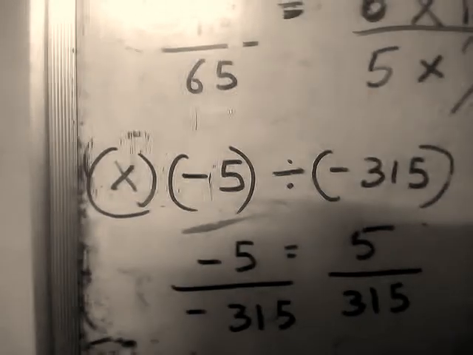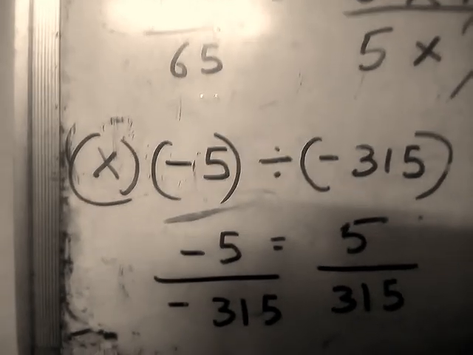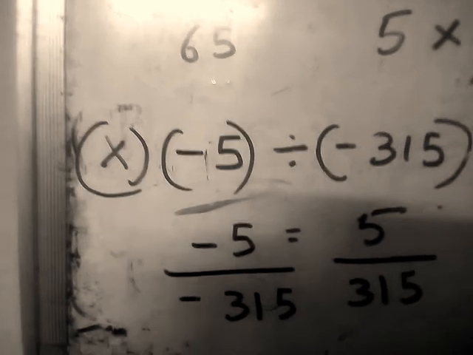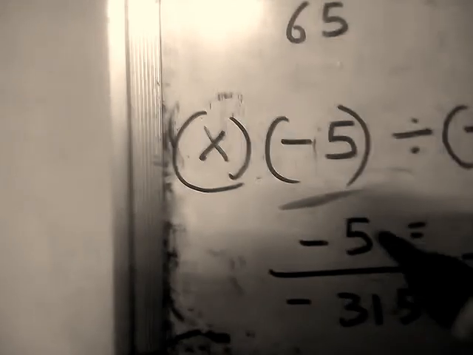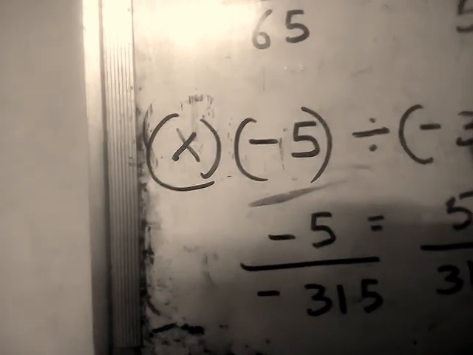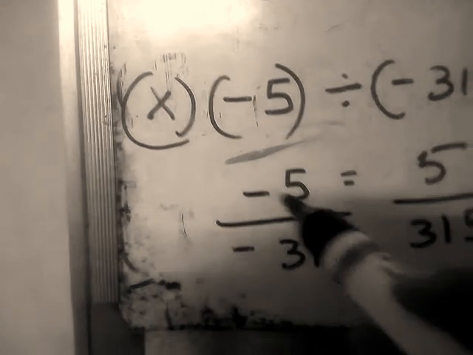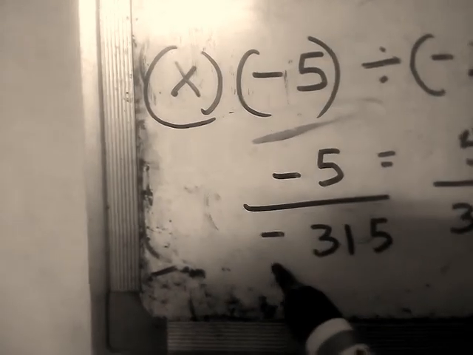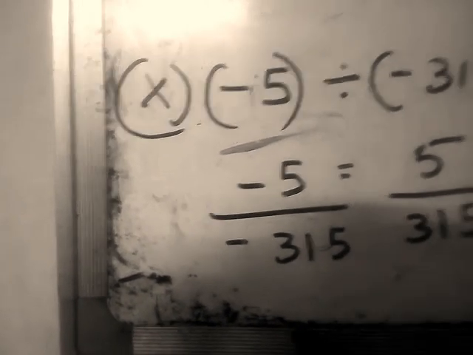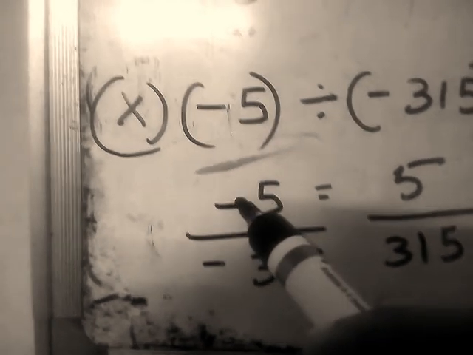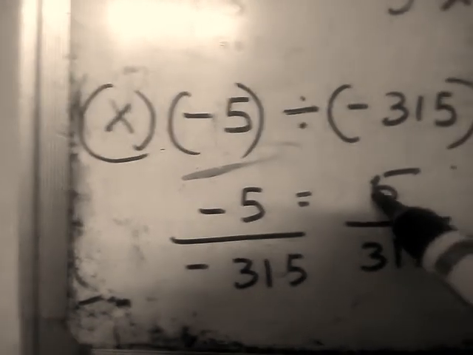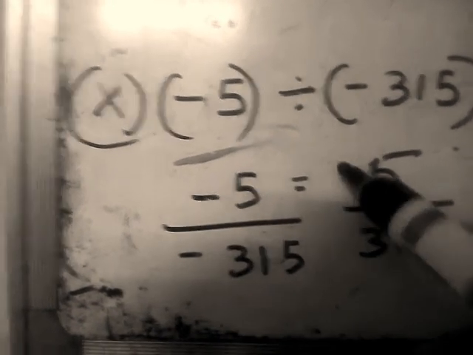Now the last sum we will do is the 10th one. Minus 5 divided by minus 315. You have to write in ratio form first. Minus 5 divided by minus 315 will be written as minus 5 upon minus 315. Now the quotient of two negative integers becomes positive. Minus minus becomes plus.